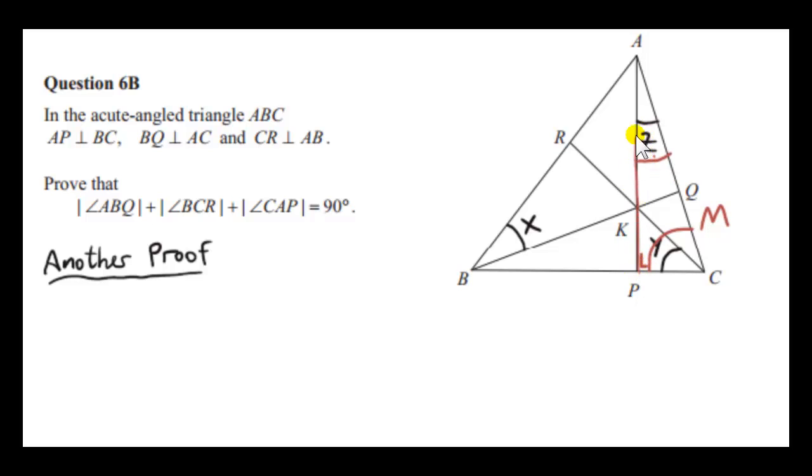Okay, so we're looking at just this triangle here. So we have Z plus M equals 90 degrees. It's looking at triangle APC, but we can now look at triangle AQC. M is also part of this second right angle triangle AQC.